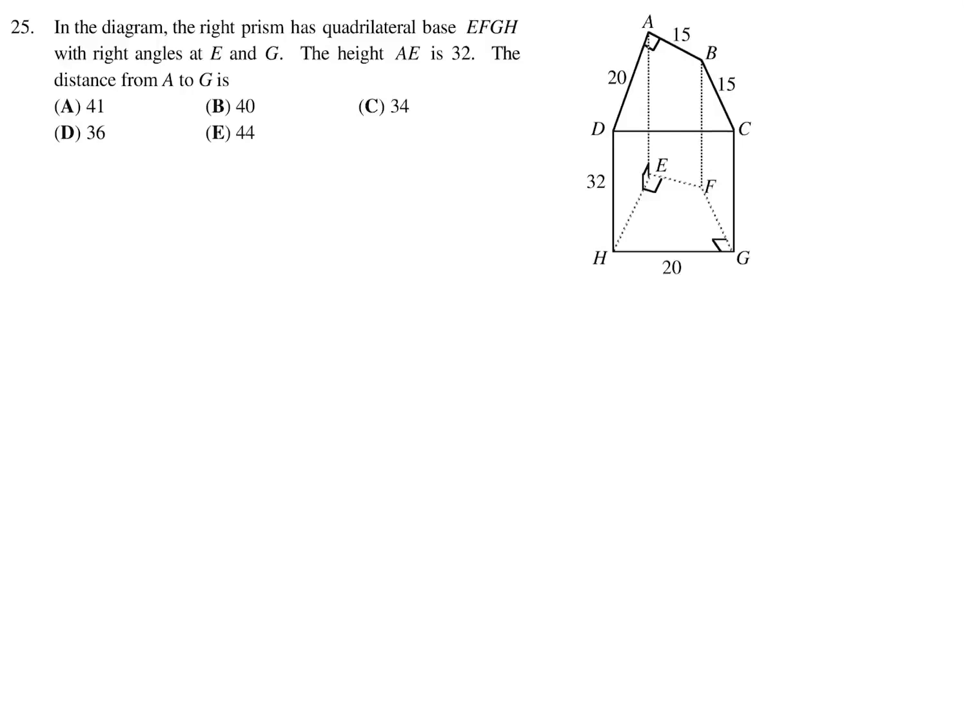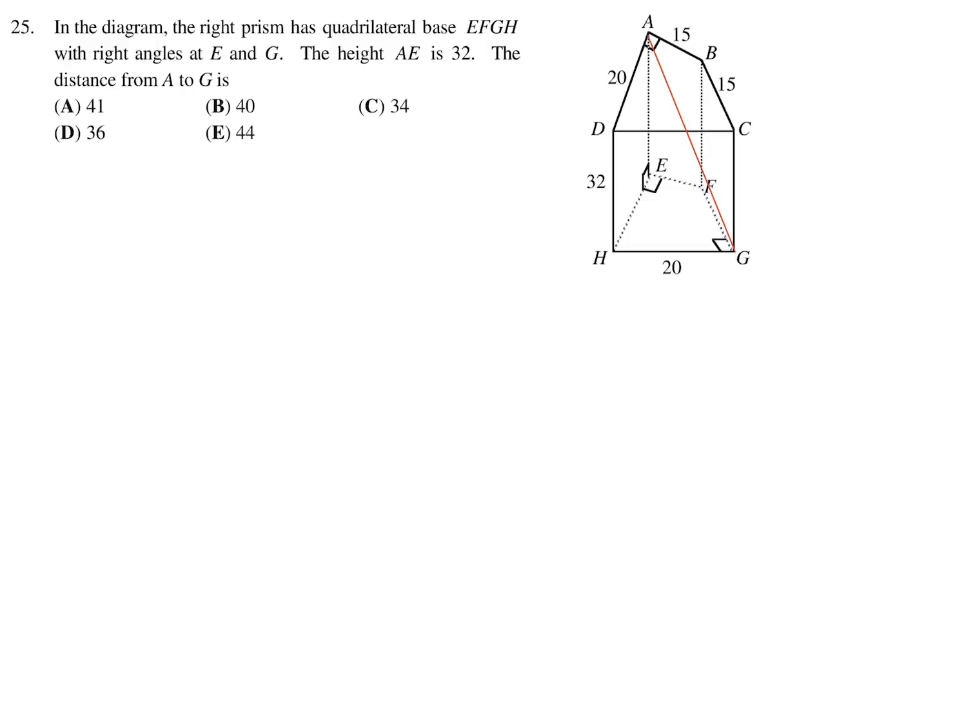In the diagram, the right prism has quadrilateral base EFGH with right angles at E and G. The height of AE is 32. The distance from A to G is... Well, what is A to G? We'll have to draw that in here. It's that right there.